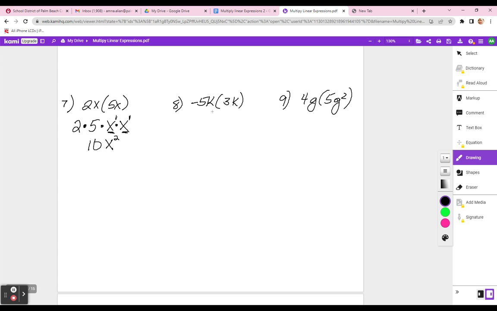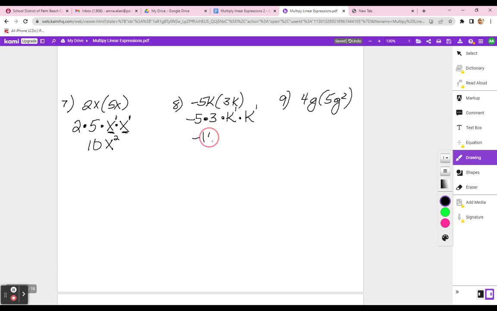So I'm going to do the same thing with the next one. I'm going to rewrite this. This can be rewritten as -5 times 3 times k times k. Since there are no powers, it's automatically understood to be 1. So I'm going to write it in.